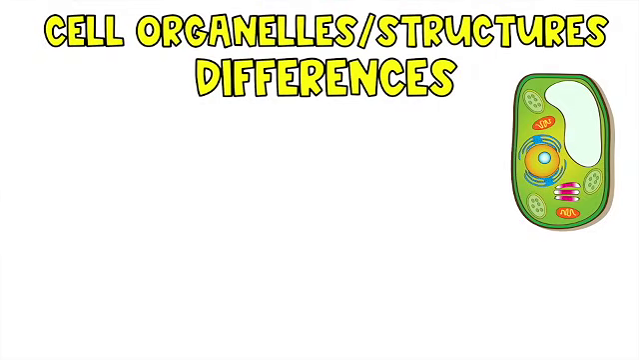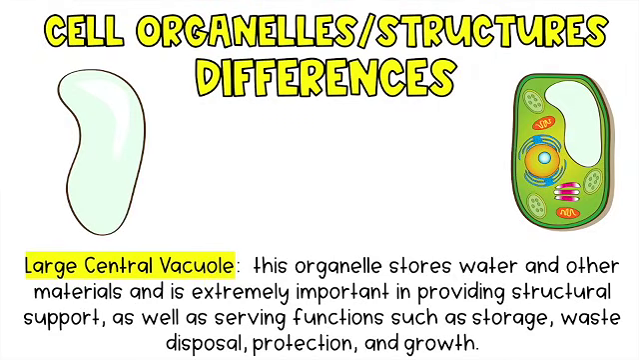The next thing that plant cells have that animal cells do not is a large central vacuole. And when you look at the large central vacuole, it looks like a kidney-shaped pool. And that's perfect because this is a giant storage tank where the organelle stores water and other materials. And this is really important in providing structural support. And it also serves as storage, waste disposal, protection, and growth.